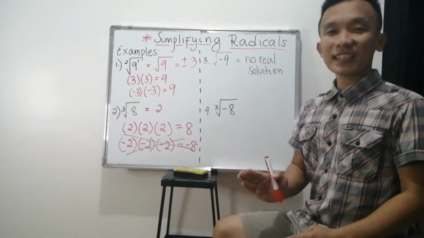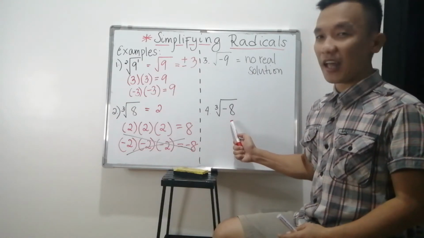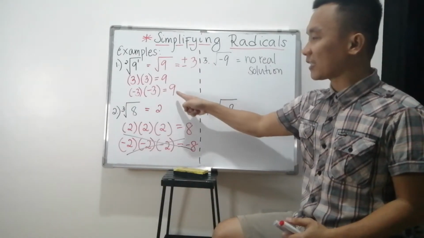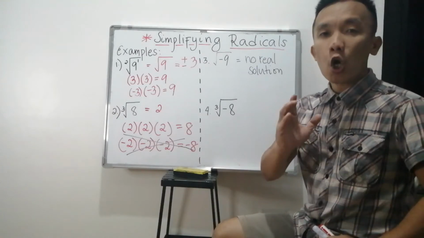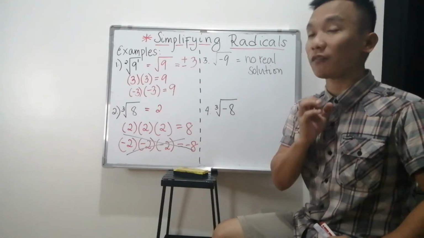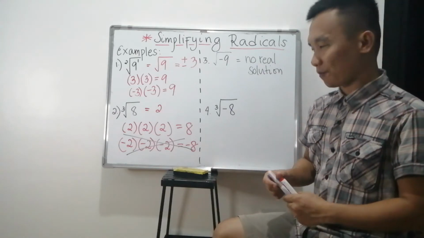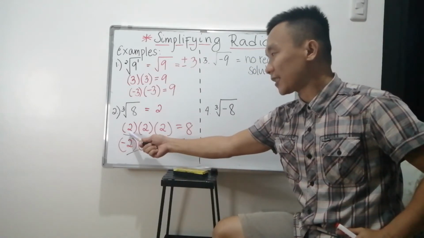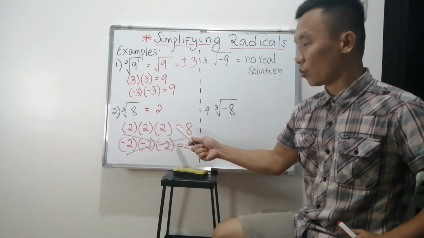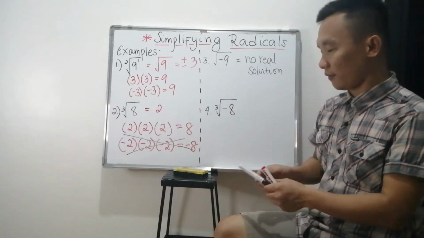So now, let's have our fourth example, the cube root of negative 8. Now, the same as your first, second, and third example, we are going to find a number when it is multiplied to itself 3 times, the result is a negative 8. So take note, we have a positive 2 times a positive 2 times a positive 2. The result is a positive 8. So we cannot use the positive 2.